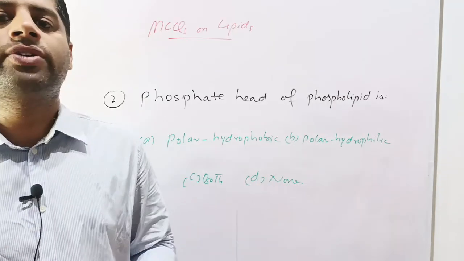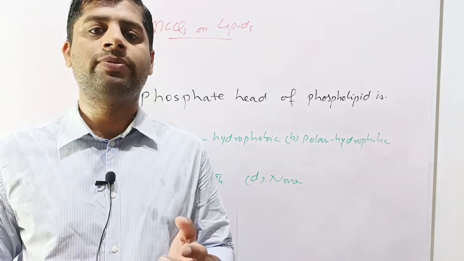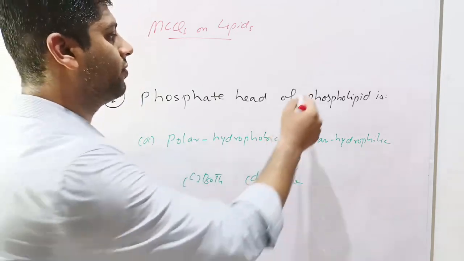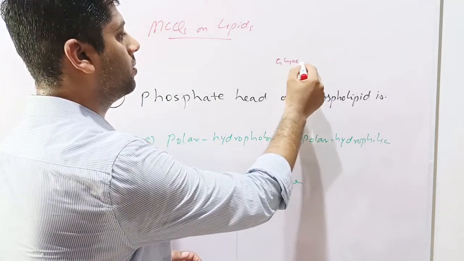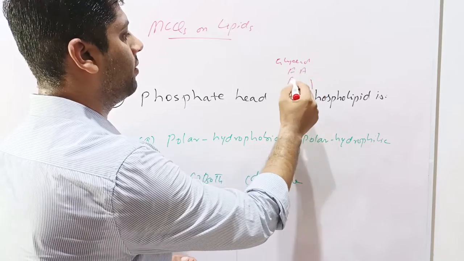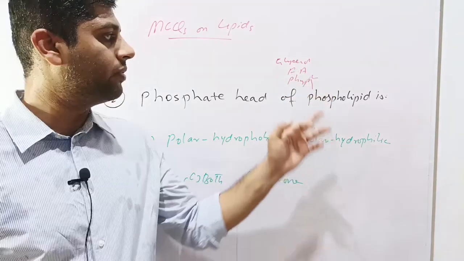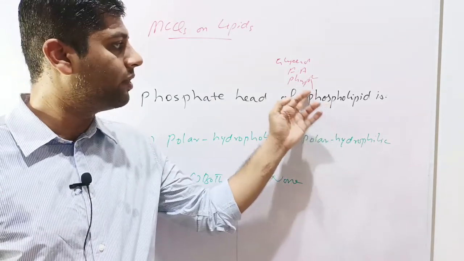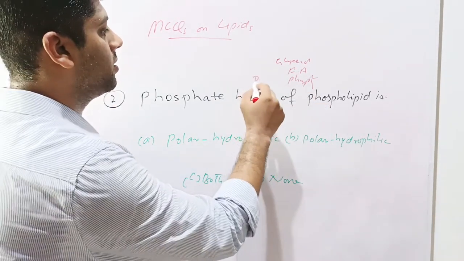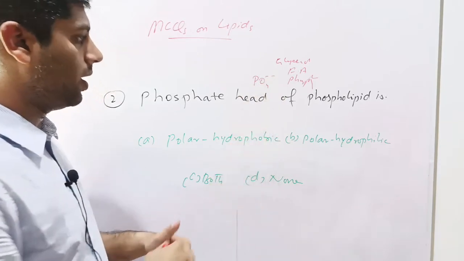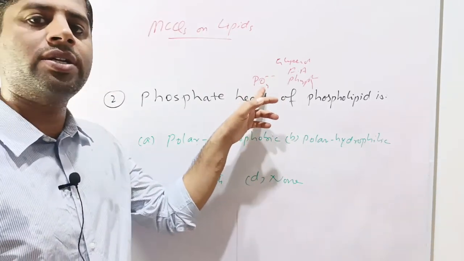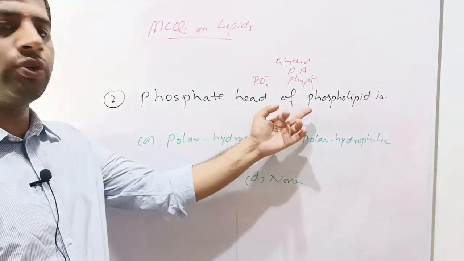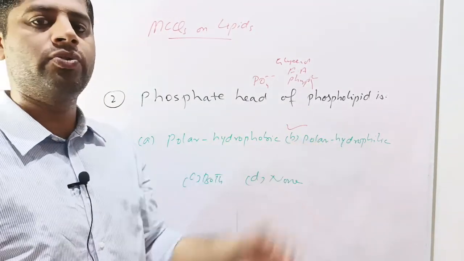The second question is, the phosphate head of the phospholipid is polar hydrophobic, polar hydrophilic, both, or none. Phospholipids are those kind of lipids in which the phosphate group is attached to the fatty acids and glycerol. So a phospholipid is made up of three components: the glycerol, fatty acid and phosphate group. The phosphate group acts as the head of the phospholipid. It is polar, negatively charged, and hydrophilic, so it attracts water molecules. Option 2 is correct, that the phosphate head of the phospholipid is polar as well as hydrophilic.